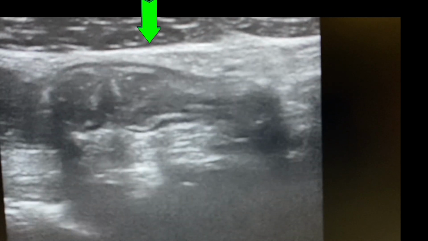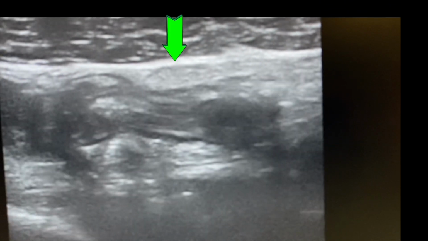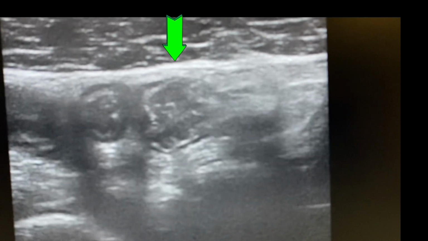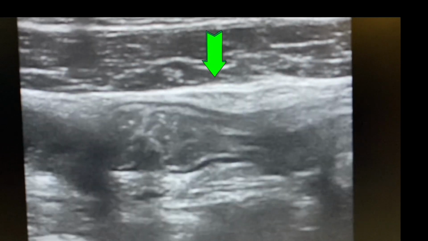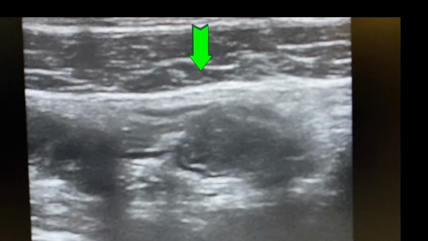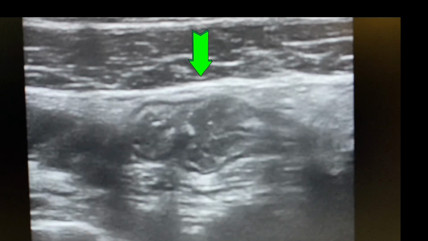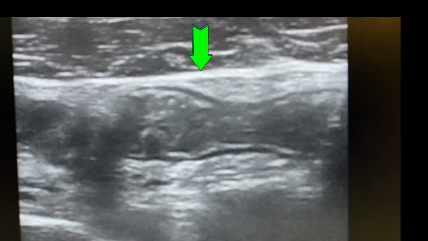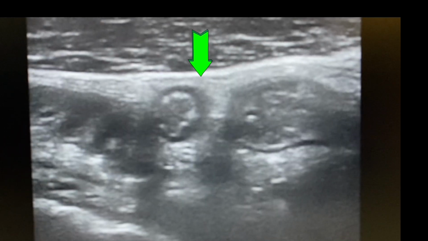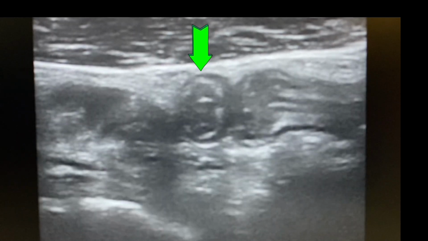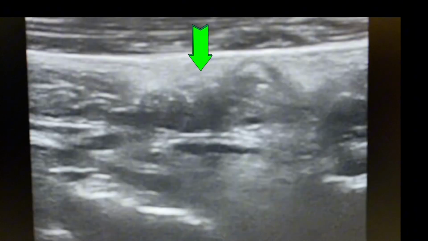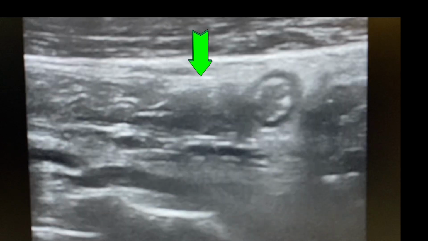Some part of the small intestine is mildly dilated and gas shadows are absent. We see peristalsis. Normally, the walls of the intestines are not visualized and are obscured by gases, but here we see the small intestine is dilated and walls are appreciated, which shows mild inflammation of the walls.